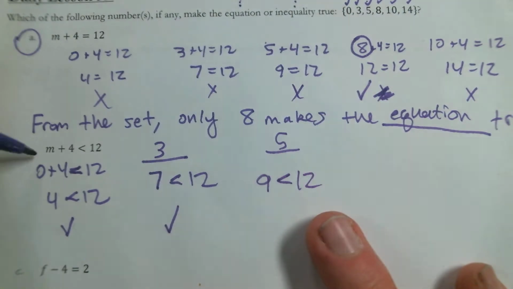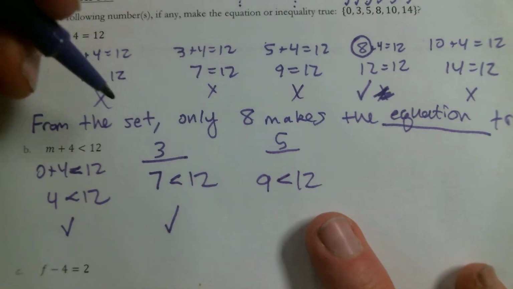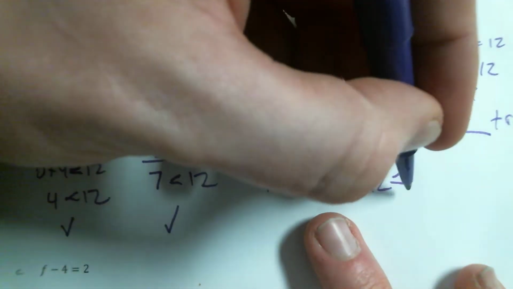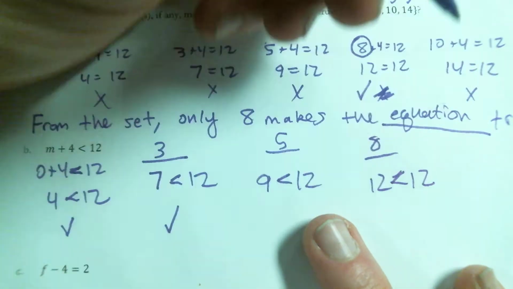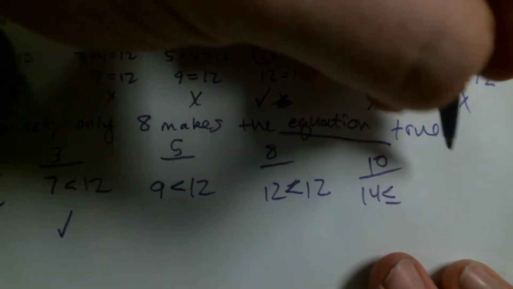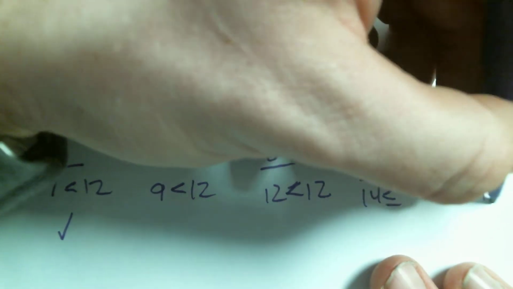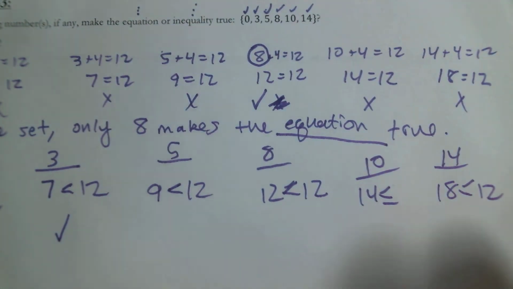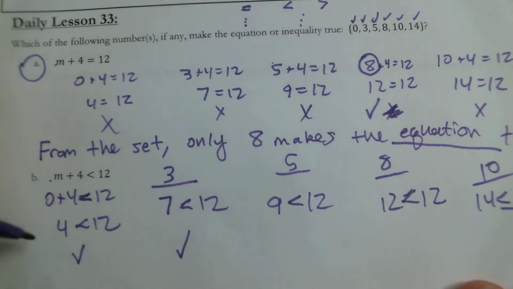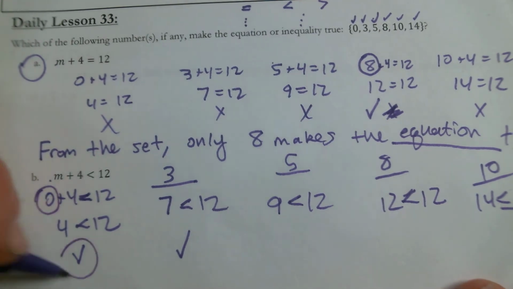So see how they're kind of the same thing. I'm just rewriting my work and trying to make it go faster. For 8, it would end up saying 12 is less than 12. Right? And for 10, it would say 14 is less than 12. And for 14, it ended up saying 18 is less than 12. So again, the reason why I didn't rewrite all of it is because it's the same stuff, but now it's an inequality.